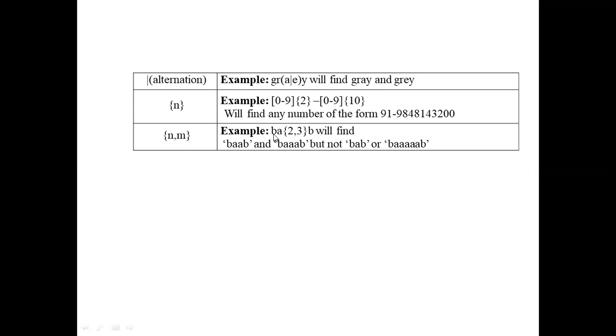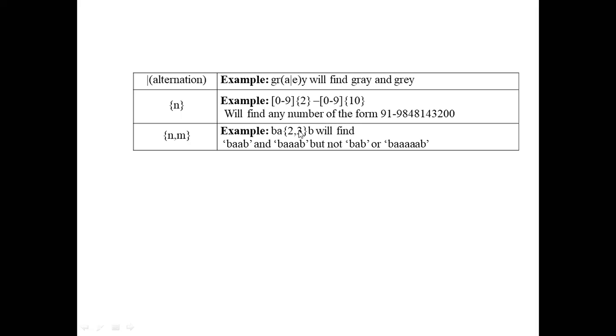So the first letter is B, next A is 2 times, so B double A B. It matches baab. And next, when A is repeated 3 times, B triple A B.